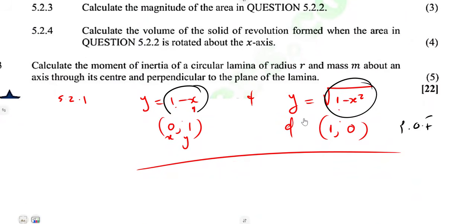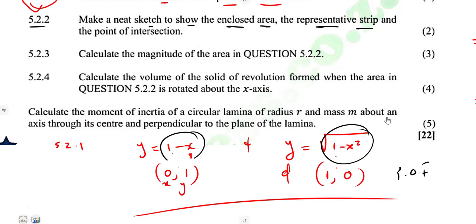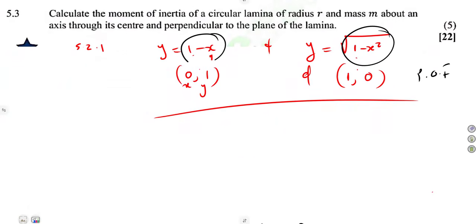Moving on to another part of the question, 5.2. Make a neat sketch to show the enclosed area, the representative strip, and the points of intersection. All right. So if we are to consider our sketch, we are given a linear function y is equal to 1 minus x.